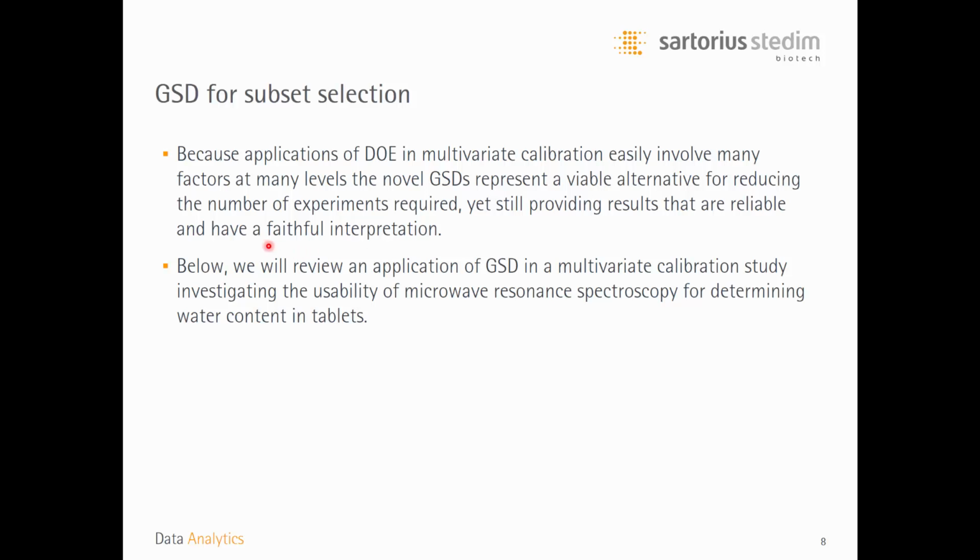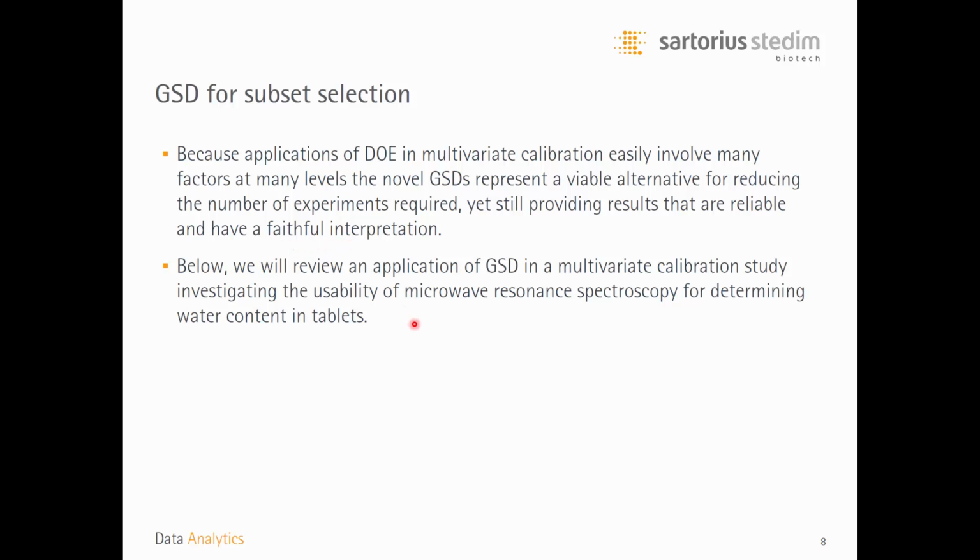And I want to stop for a while by emphasizing what we mean by the term a faithful interpretation. We mean that the regression model and the profile of the regression coefficients that we are calculating based on a reduced set of experimental combinations will be similar and representative for any model that you would be able to calculate using the full set of combinations or the full set of experimental runs. So faithful here means that we are not getting different results if we are running a reduced set of experiments as opposed to running all possible combinations.